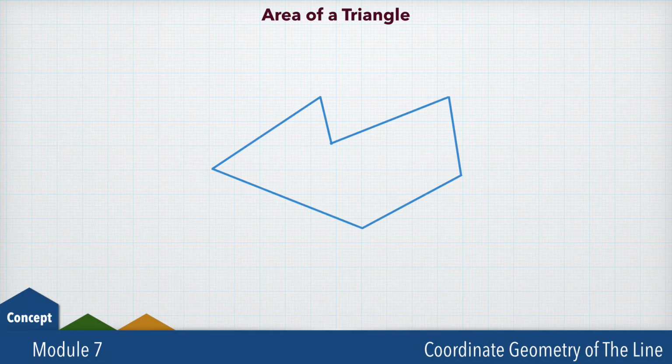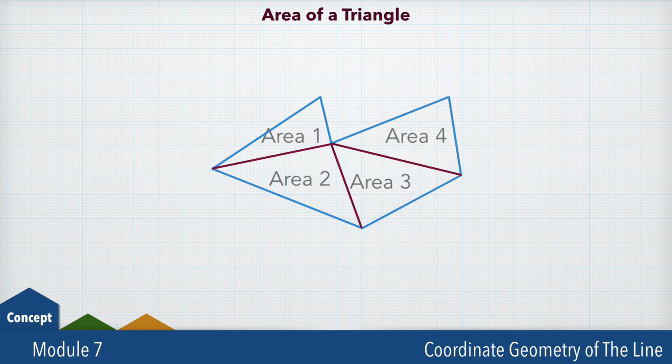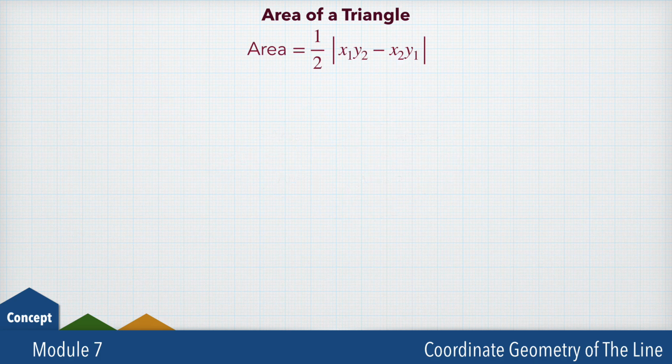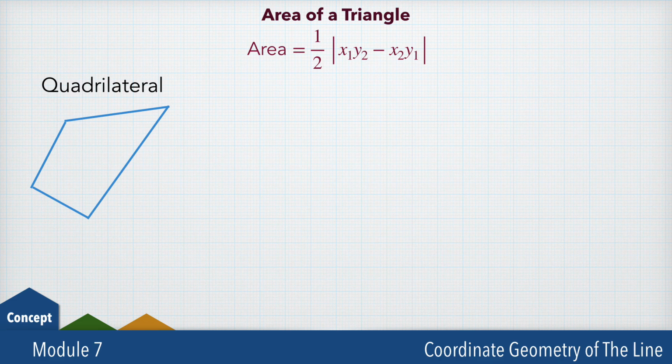The area of straight-sided shapes can be found by dividing the shape into triangles and using the area formula. The area of a quadrilateral can be found by dividing the shape into two triangles at the vertices and finding the area of each triangle. The sum of the areas will be the total area of the quadrilateral.